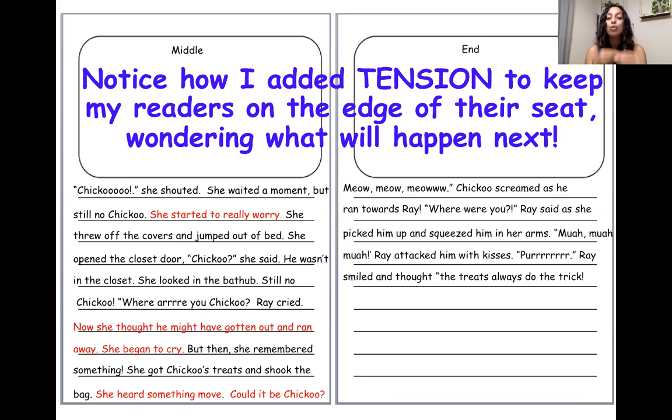So I slowly build it up to the solution. I slowly build up to how the problem gets solved. I don't just say it right away. I keep you on the edge of your seat. I create tension with words and details so that you wonder what's going to happen every step of the way.